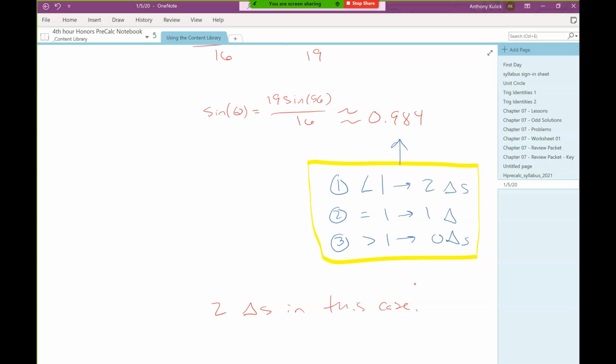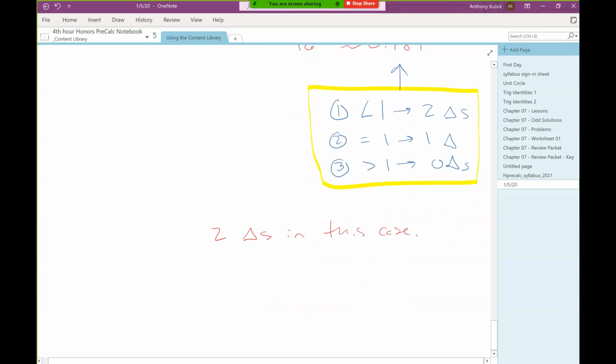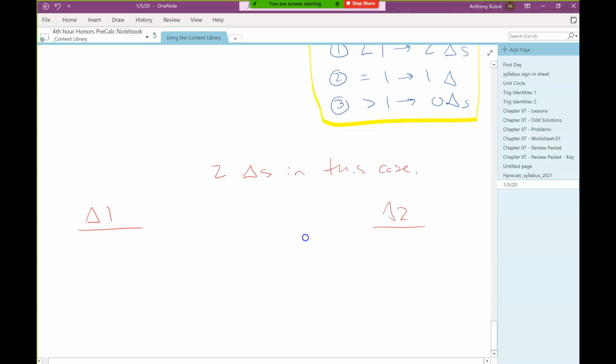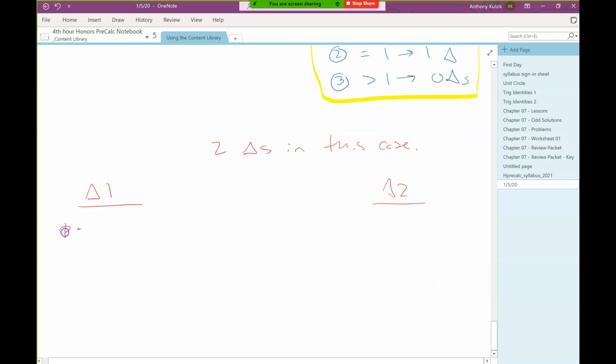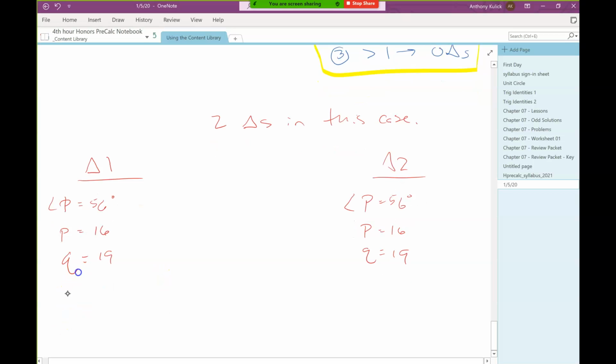So far, so good? Okay. So triangle 1, I'm going to write its measurements down over here. And triangle 2, I'm going to write the measurements down over here. In both these triangles, the given information still holds. So I still have all of that. And the first thing we're finding is this angle Q, which will be different in each of these 2 triangles.